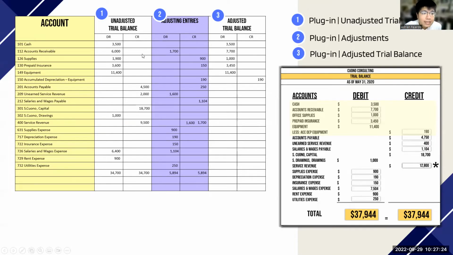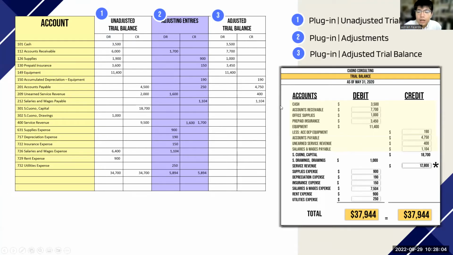So we know that assets have a normal balance of a debit, and credits signify that it is a decrease. And therefore, an initial debit of 1,900 adjusted with a 900 credit will give us 1,000 debit for supplies, right? And then similar concept with our prepaid insurance. So debit 3,600, we added a credit of 150, meaning 3,600 minus 150 will give us the new balance of 3,450 in debit. And then the next step is plug in our liabilities, right?